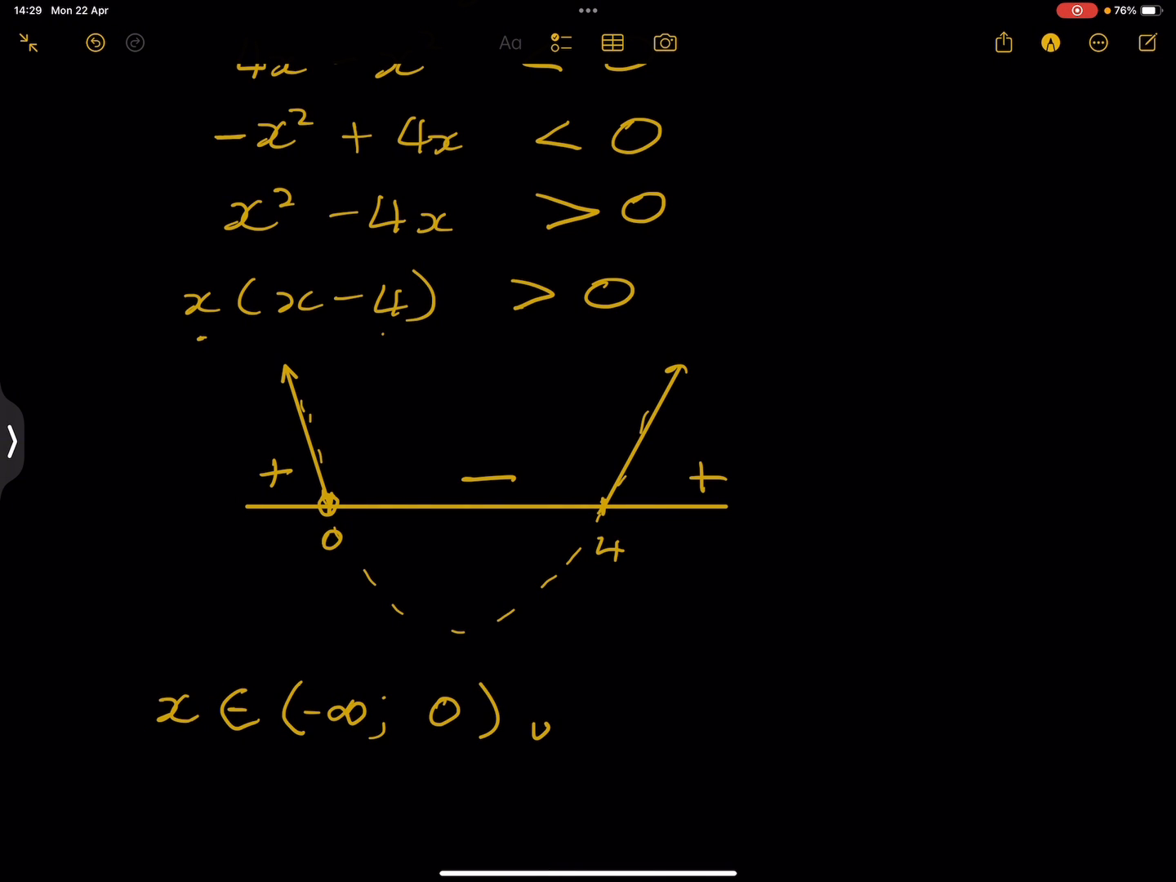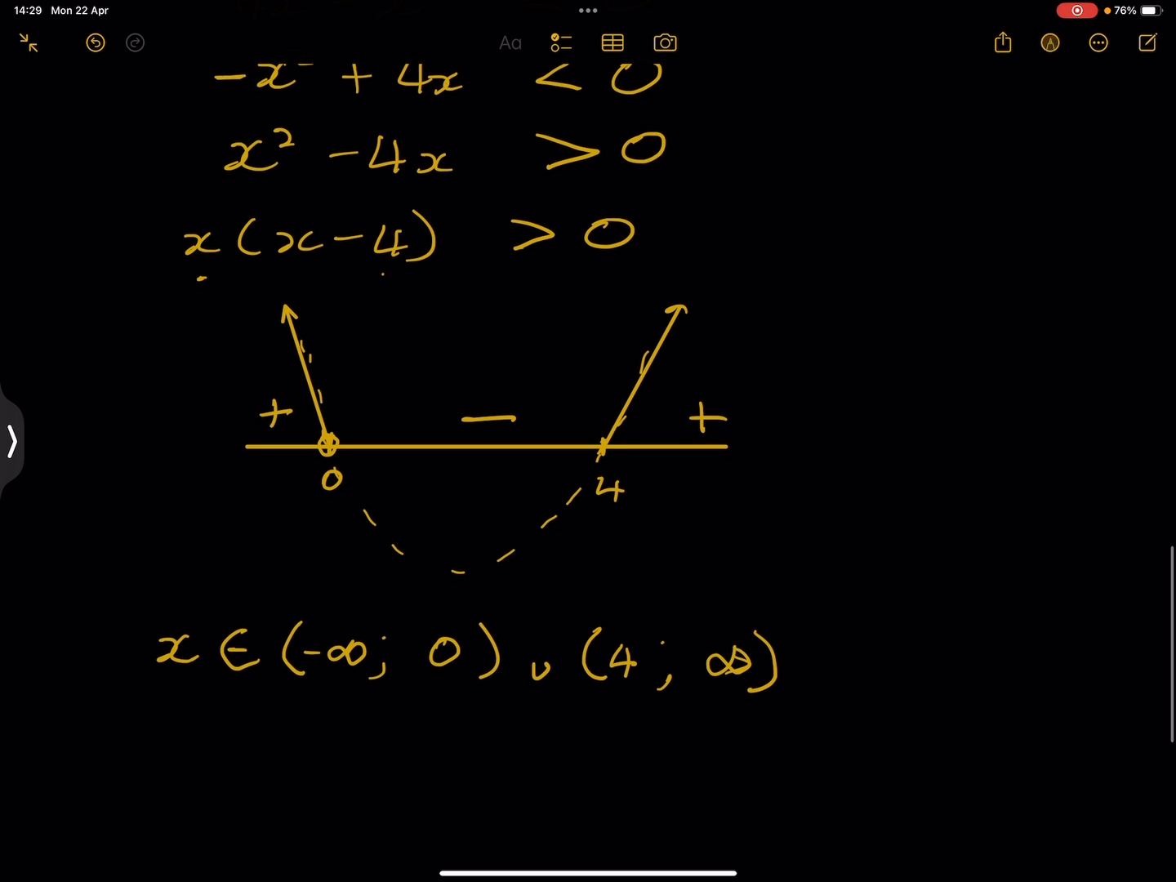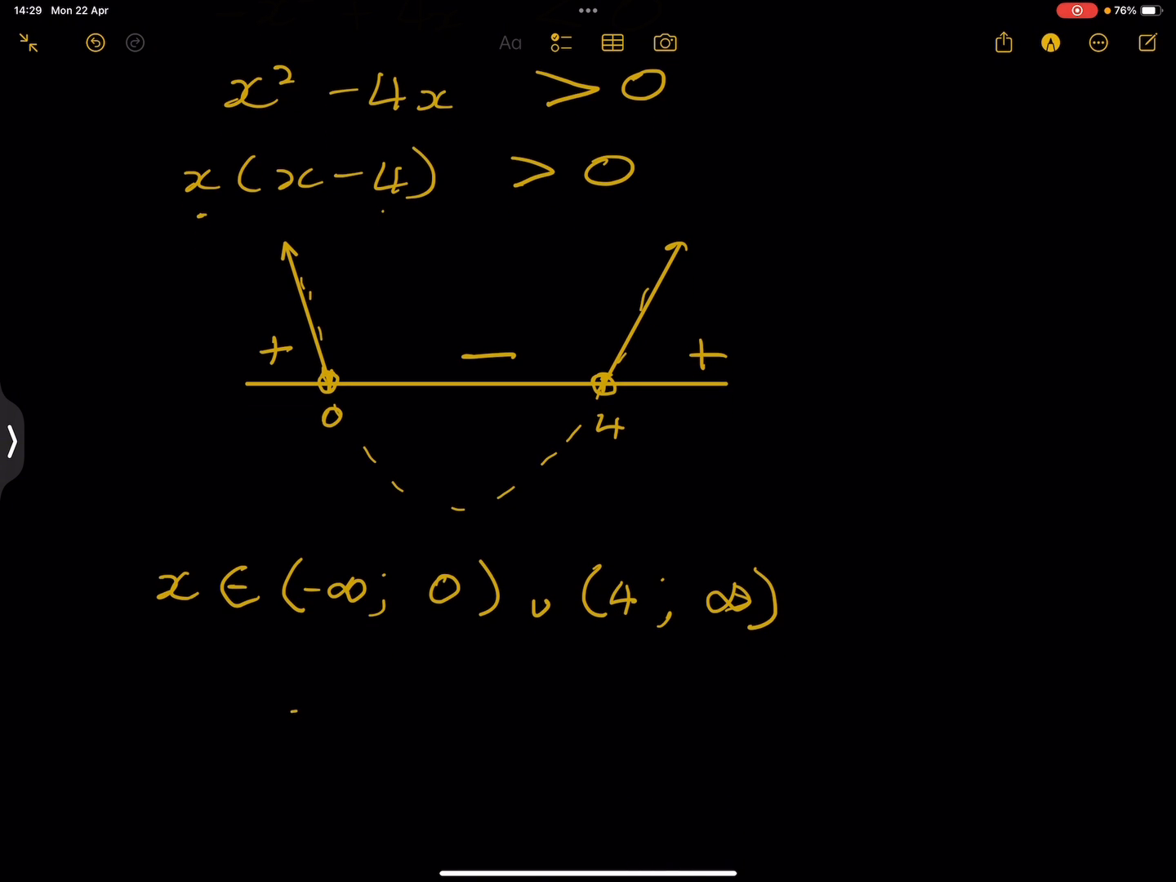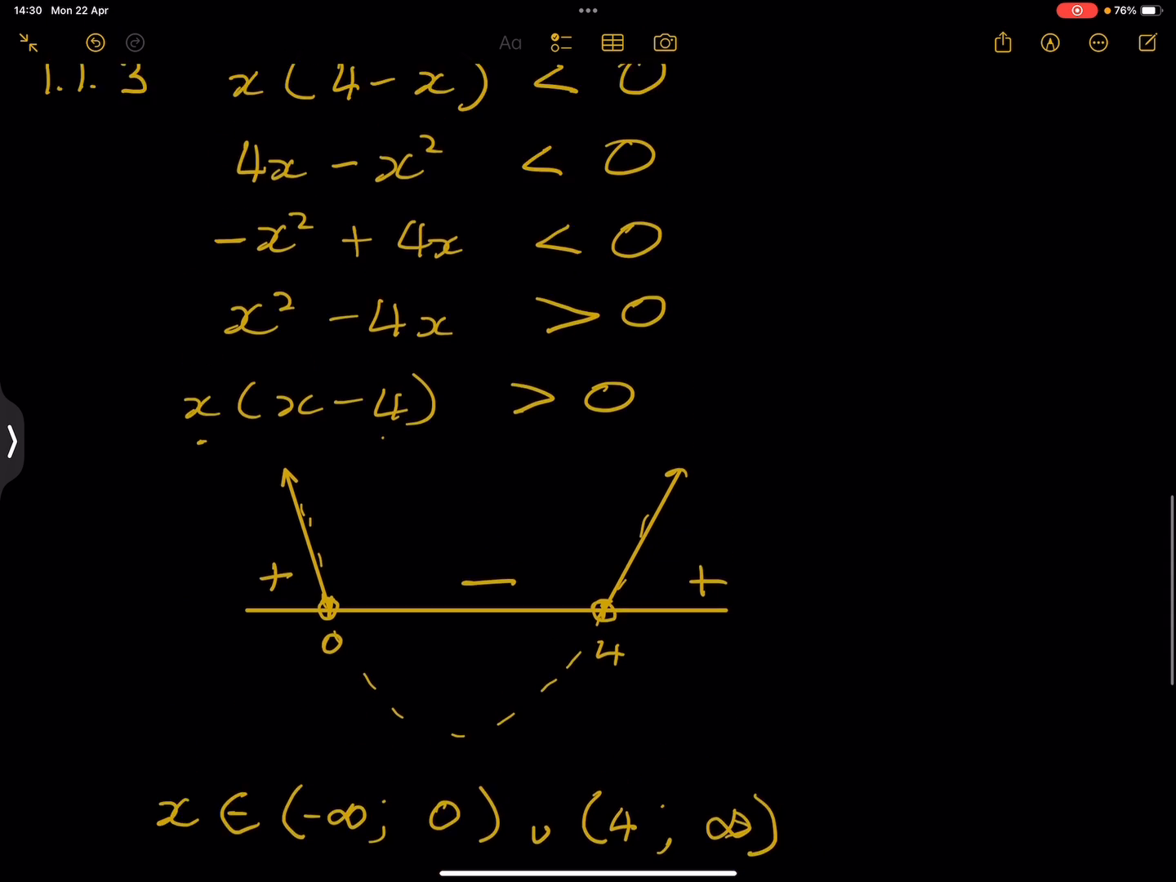And then where is it also greater than 0? That will be at 4, also excluded, all the way to infinity, excluded. Remember, this value will also be excluded as well, right? Or you can express this as x is less than 0 or x is greater than 4. Right, and that is how the cookie crumbles.